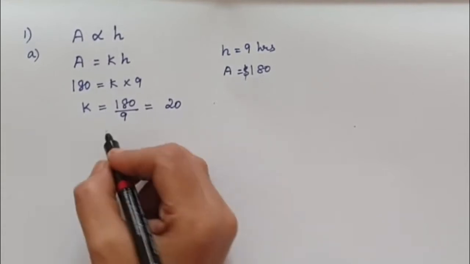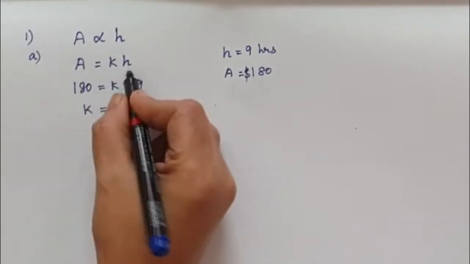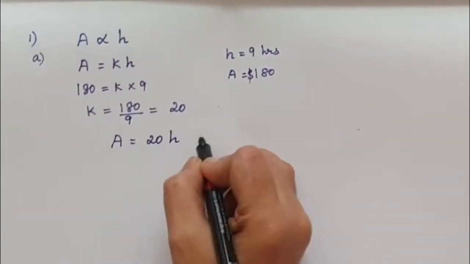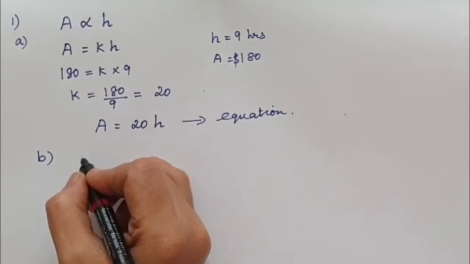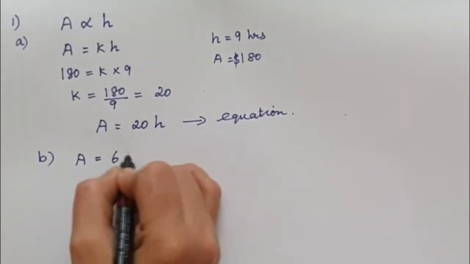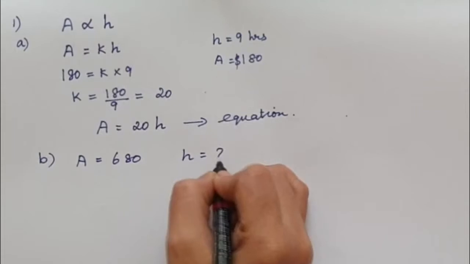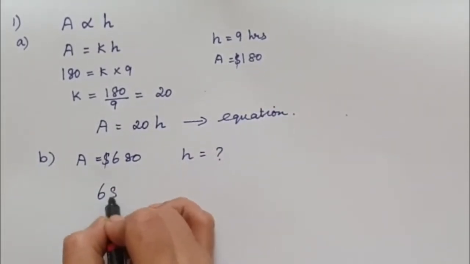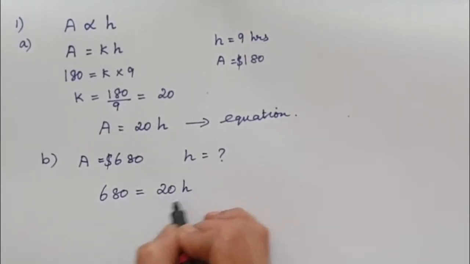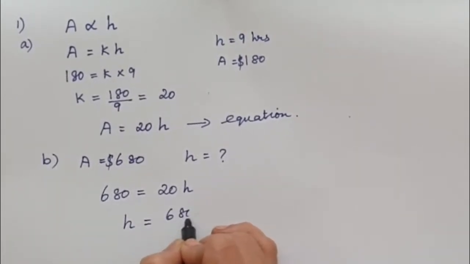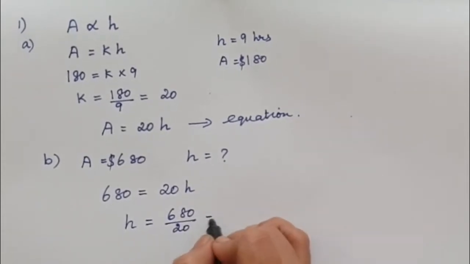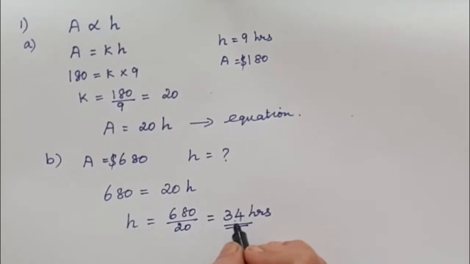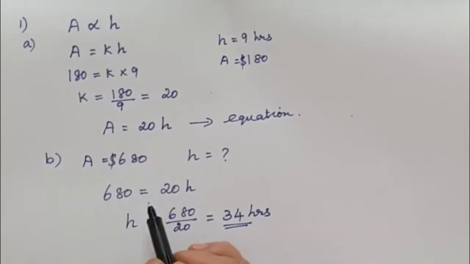In the A part, we need to find the equation connecting it. So let us substitute in this. M will be equal to 20H. This is our equation. In the B part, it is given that the amount equals 680 and we need to find the value for H. So in order to find the value for H, let us substitute in this. 680 will be equal to 20H. So H will be equal to 680 divided by 20, so it will be equal to 34 hours. So she needs to work 34 hours in order to get an amount of $680.